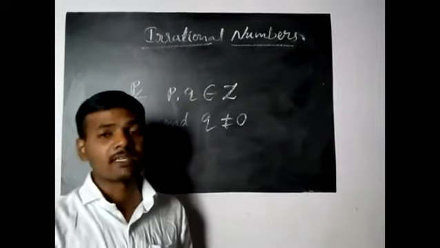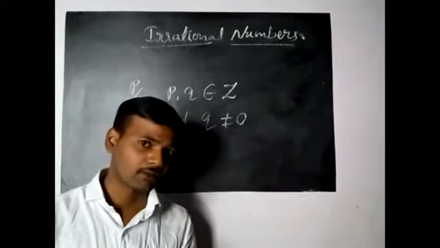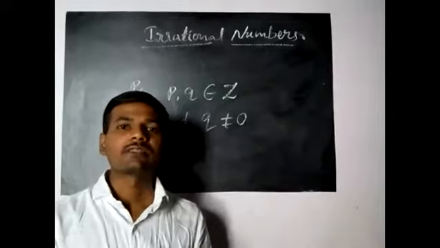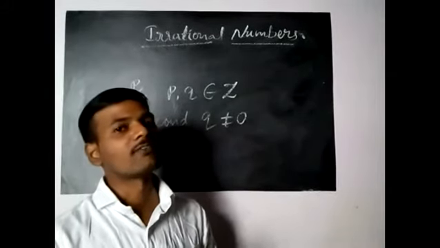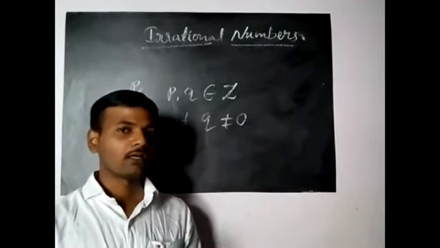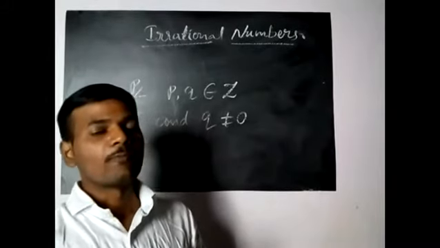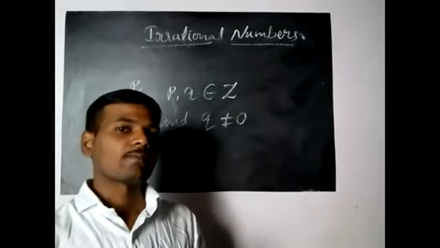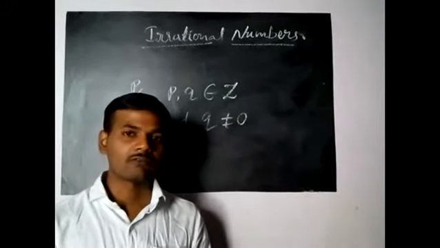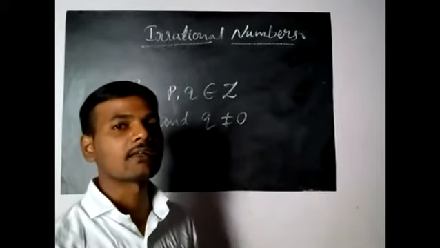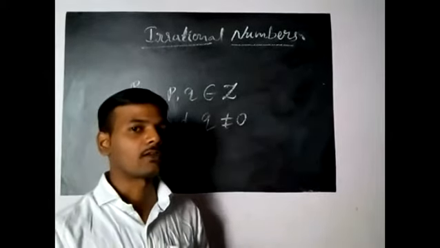Then we say that numbers are irrational when the numbers cannot be expressed in the form of p by q, where p and q are integers and q must not equal 0. Okay.